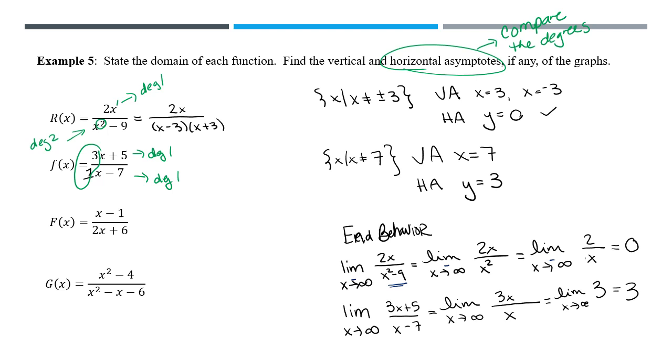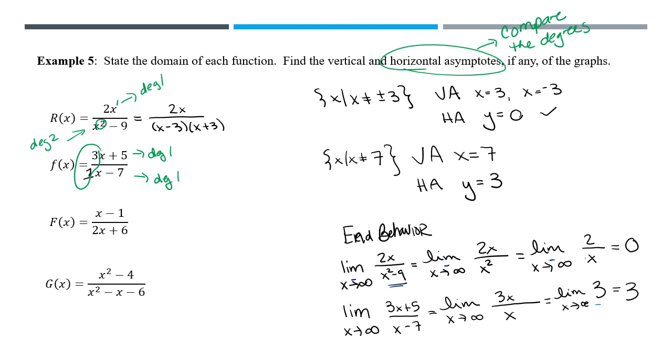So it wouldn't have mattered if this was 3x squared over x squared minus 7. These still have the same degree. We would still disregard the plus 5 and minus 7 for the same reasons we've talked about. 3x squared over x squared, as long as these degrees are the same, it would still reduce to 3. So that's what we do anytime the degrees are the same. If the degrees are the same, look at the ratio of the leading coefficients.